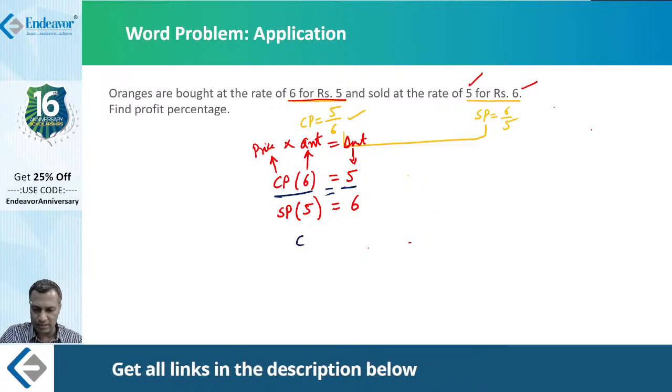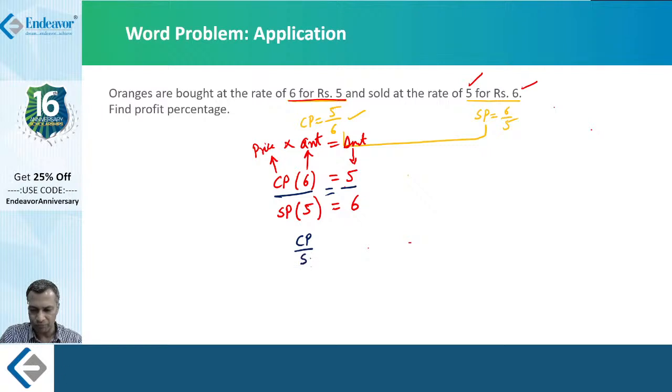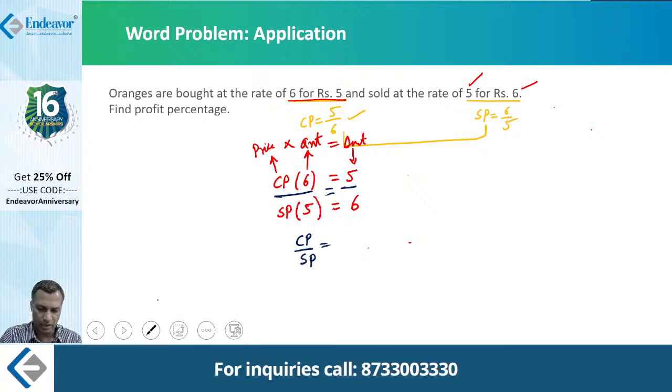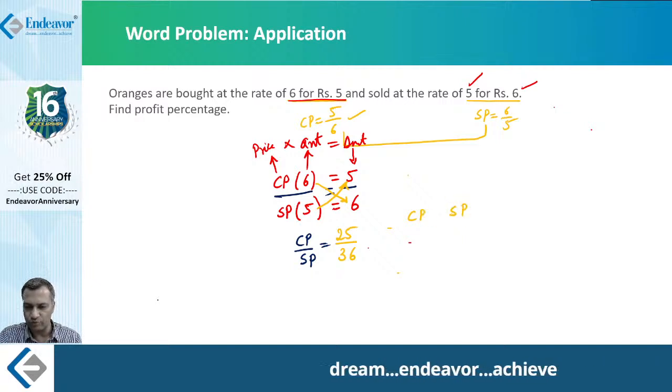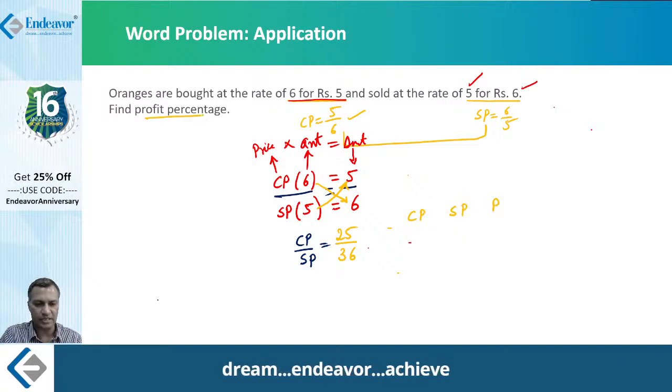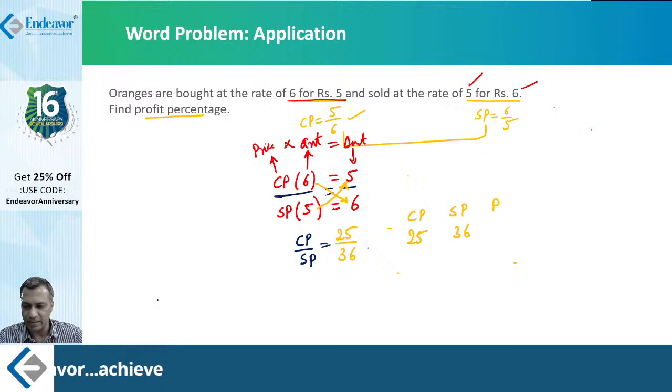So therefore, you say that CP divided by SP is nothing but, take this 5 to the other side and bring this, all right, now just cross multiply. Cross multiply. 5 into 5, 25. 6 into 6, 36. Now analyze this ratio. What is that you have? You have cost price, you have selling price. To figure out profit percentage, because the question is clear, you find profit percentage. I need profit. What is the cost price? 25. What is the selling price? 36. What is the profit gap between these two numbers? 11.